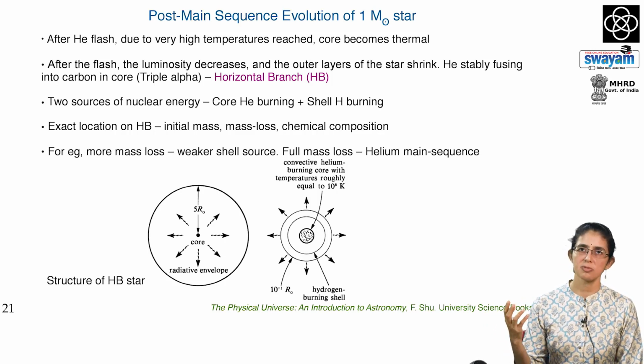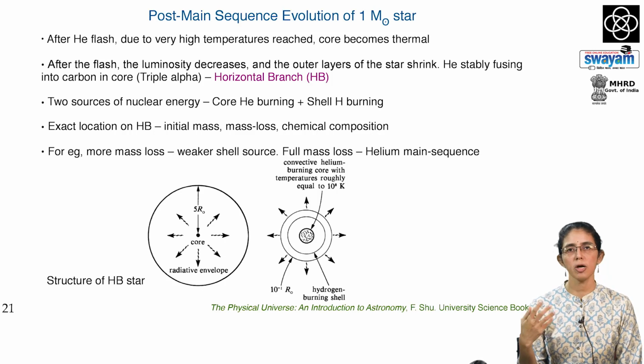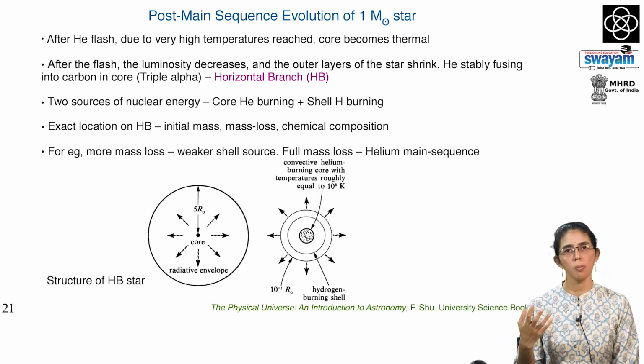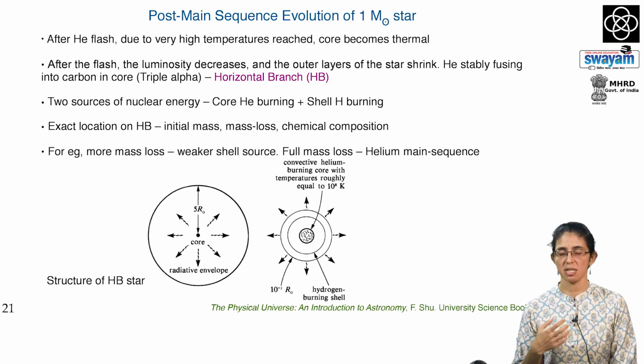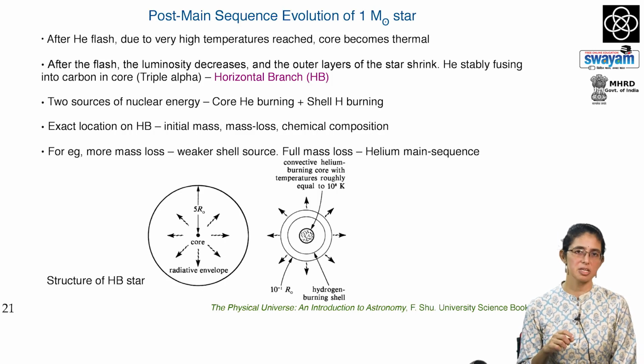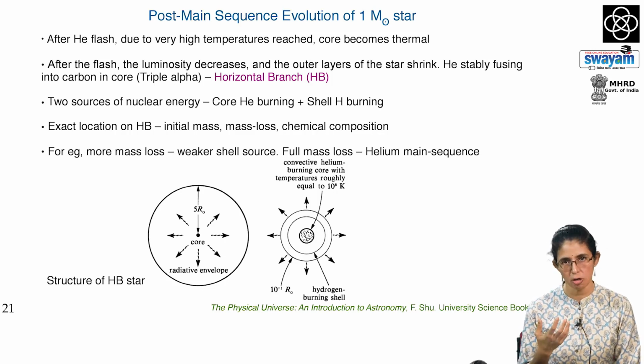In fact, one cannot predict how much mass loss will occur in this phase. Some stars undergo more mass loss as compared to other stars, and the stars which undergo more mass loss will have a weaker helium burning in the shell as compared to the ones which have not undergone mass loss.